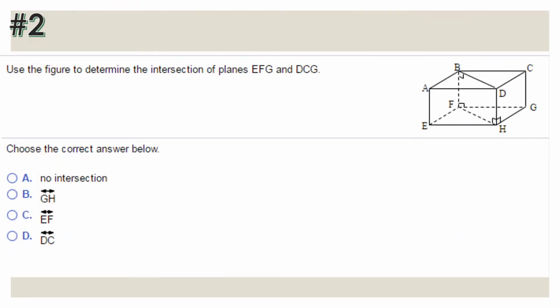Number 2, use the figure to determine the intersection of planes E, F, G. So here is E, F, G. It's this whole plane here. And D, C, G, so this plane here. Look at where those two overlap, or where do they meet? They meet in a line right here. Planes always meet in lines, so they intersect in line GH or line HG, however you would write that.